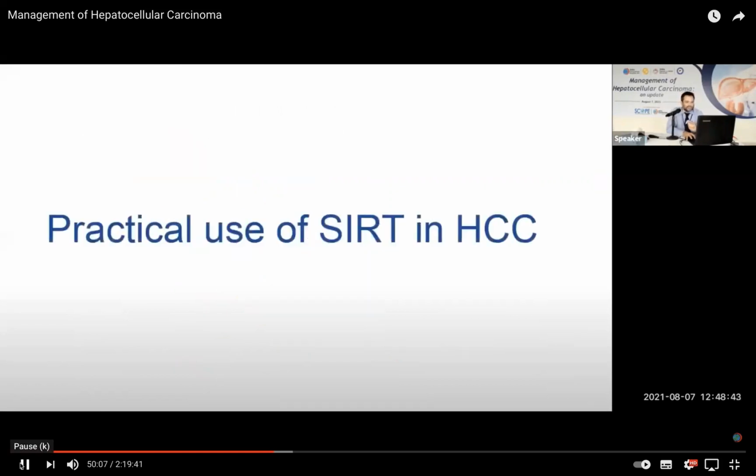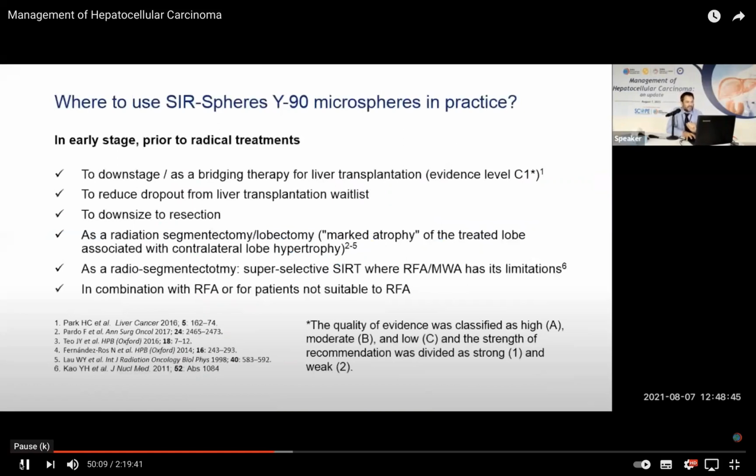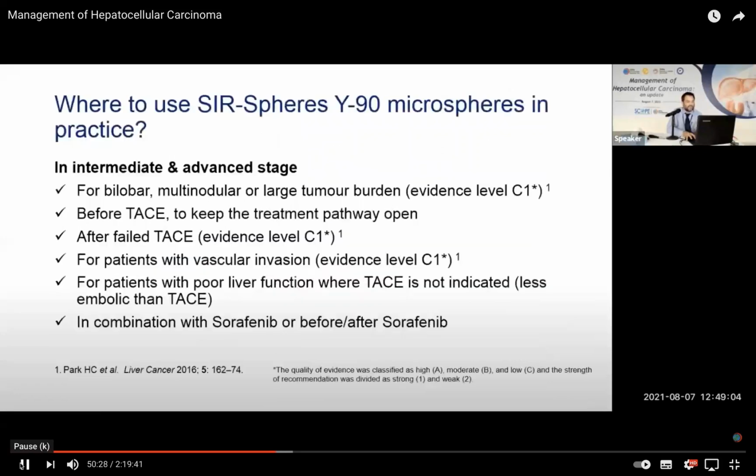So the practical use of SIRT in HCC. In early stage, prior to radical treatments, it can downstage as a bridging therapy for liver transplantation. I think one useful thing is as a radiosegmentectomy, because you can then actually get hypertrophy of the future liver remnant.